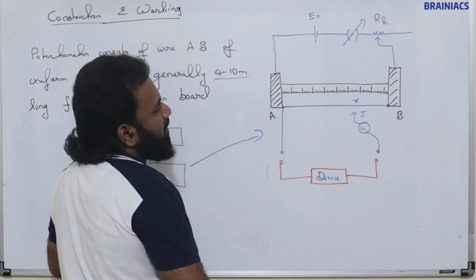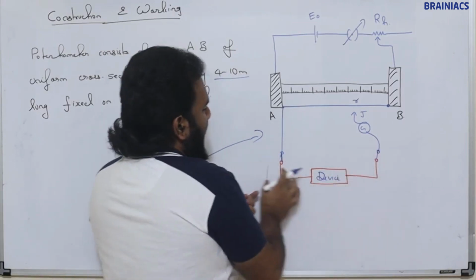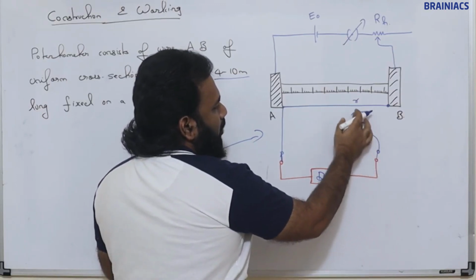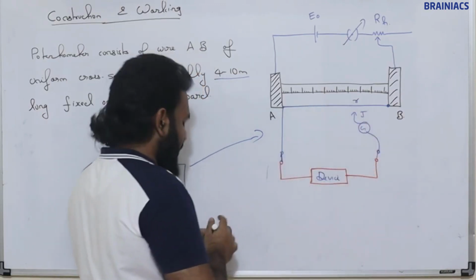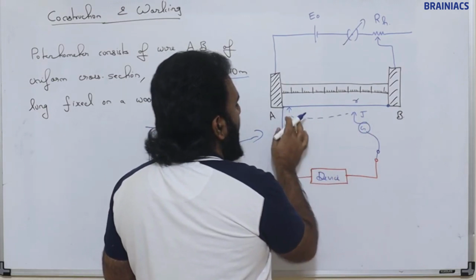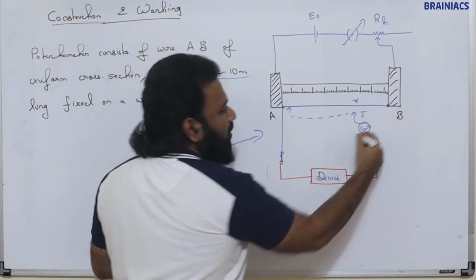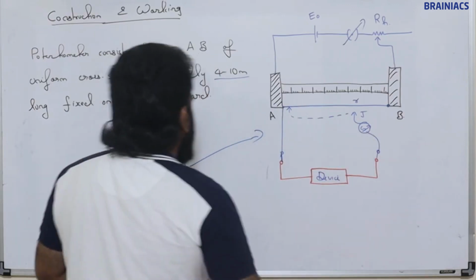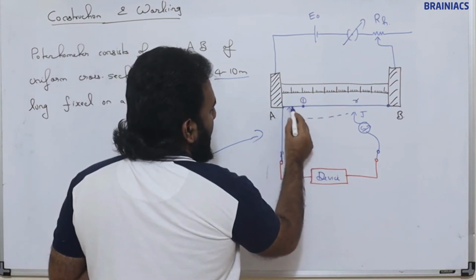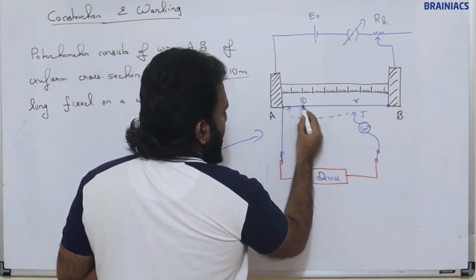So now what we do is, when we connect this, we connect one end to A, the other end of the device we will be connecting to a jockey through a galvanometer. Now this jockey we will be touching to this end and we will start moving. So the galvanometer will be showing some deflection. So we just connected at point 1. We are gliding through this wire from this end to this end like this.